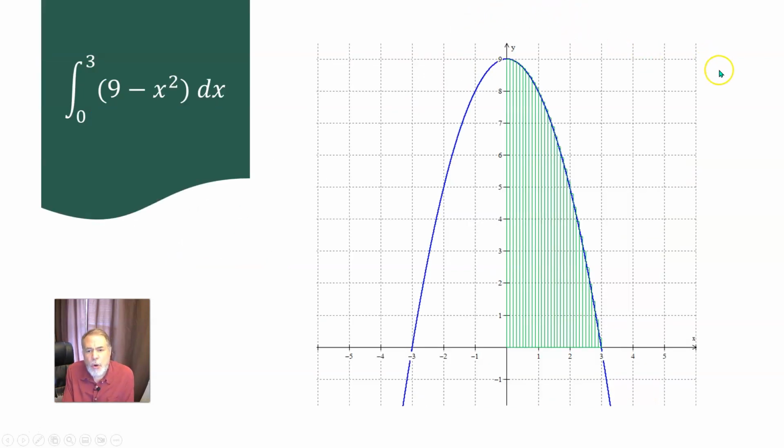Well, sort of what it means is take the sum over all the different x's from 0 to 3 of 9 minus x squared times dx. That is, take each of the infinitely many real numbers between 0 and 3, plug each one into 9 minus x squared, and then multiply the value you get each time by this infinitesimally small dx, and then add them all up together. Now, does that really make sense?